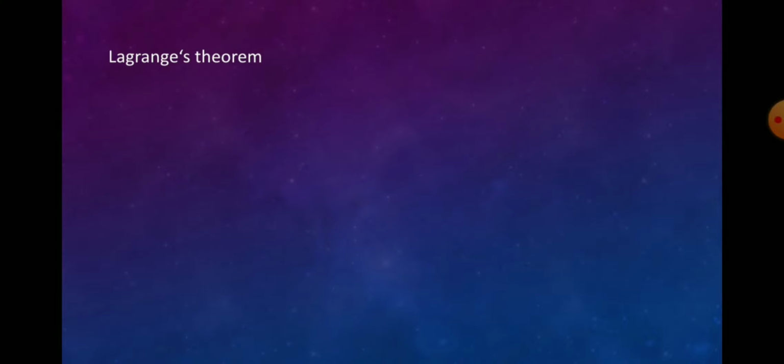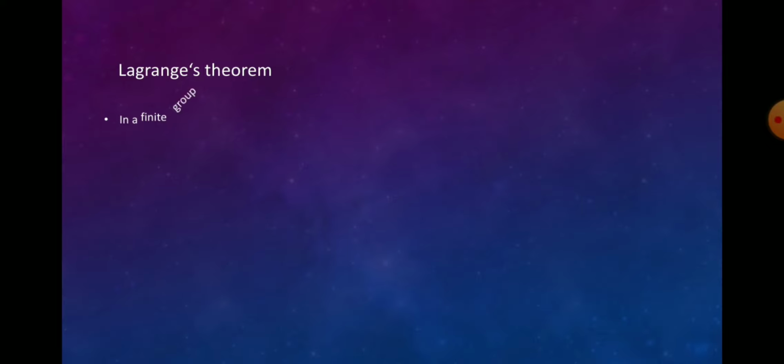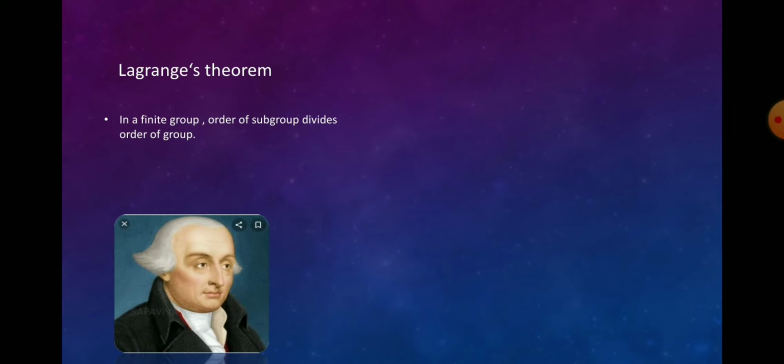Now we are going to see what the statement of Lagrange's theorem is. The statement is: in a finite group, the order of a subgroup divides the order of the group. And this is the person Lagrange who gave the statement. One interesting fact is, the statement was never given in terms of abstract algebra, but it was abstracted from another branch of mathematics to abstract algebra, and the statement became really famous and really important in abstract algebra.